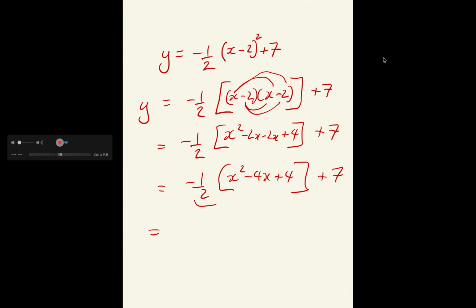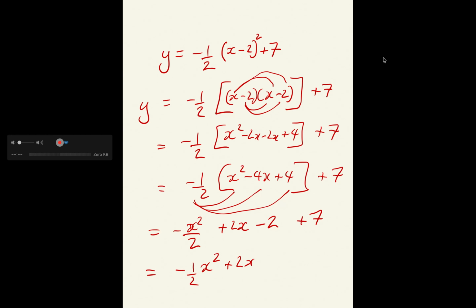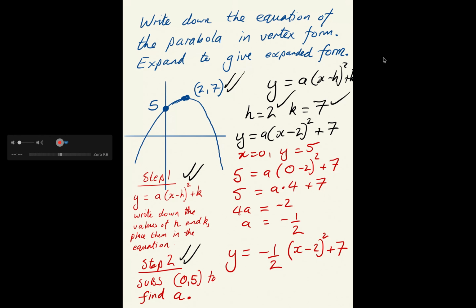And then the -1/2 distributes, remember, only over the terms inside the square bracket here. -1/2 x squared, so that's -x squared over 2. You can have it as -1/2 x squared, that's fine. -1/2 times -4x is positive 2x. And then -1/2 times positive 4, the last expansion, is -2. And then don't forget we've got to tag on the plus 7. So finally we've got -1/2 x squared plus 2x plus 5. And this is the expanded version of the vertex form here, okay?